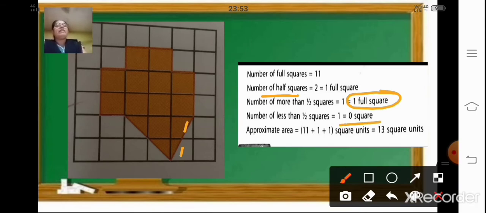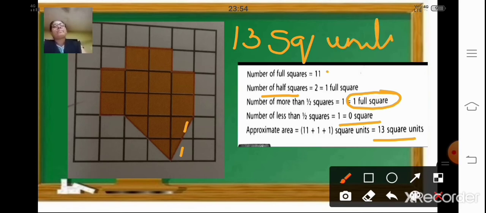So approximately when we add 11 plus 1 plus 1, that is equal to 13 square units. So the area of this figure is 13 square units, because each square is considered as one square unit. So we'll calculate the total number, and in the answer it is 13 square units.